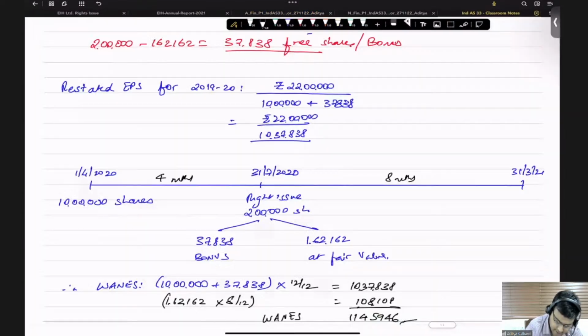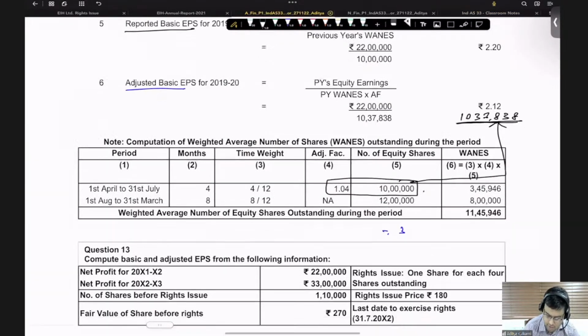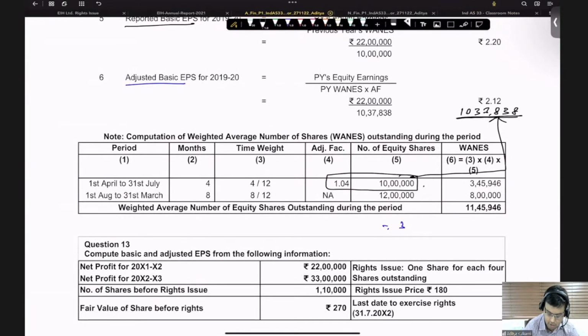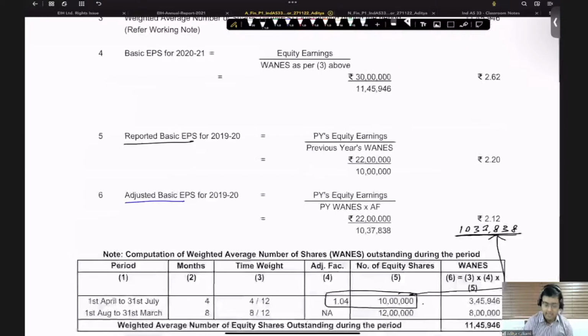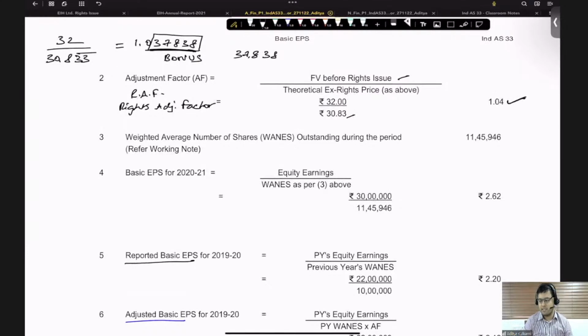And what is this 10,37,838? This is nothing but the bonus component which is included in the rights. So 10 lakhs into 1.04 into 4 by 12, this comes to 345,946. And 1st August to 31st March, 12 lakhs into 8 by 12. So that comes to this, and then you calculate the EPS. That's it. So this is what is the meaning of rights adjustment factor.